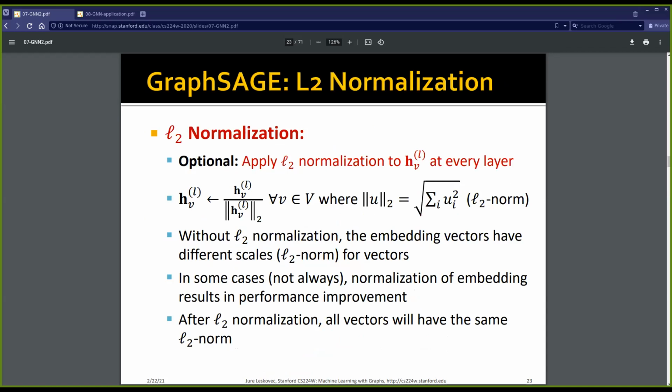Okay, the next thing was the L2 normalization. So they apply it so that each representation will be a vector of unit length. And they show that this also improves the results.